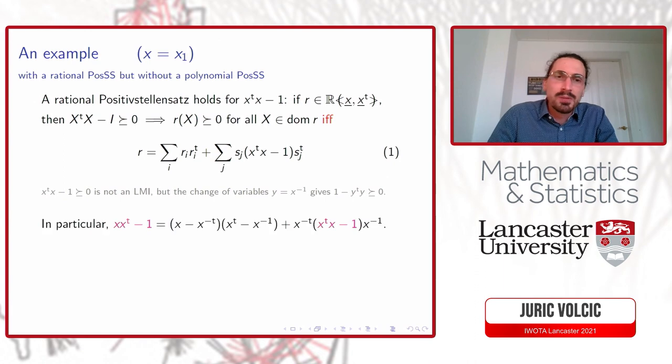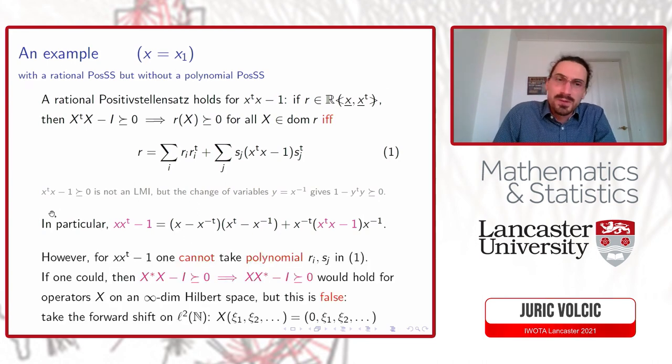Right? So in particular, that means that we can see that the polynomial xx transpose minus 1 can be written in this way. So what does that mean? Well, that means that if a matrix satisfies x transpose x minus identity is positive semi-definite, then also xx transpose minus identity is positive semi-definite. That's not surprising. We all know that from linear algebra. Now I'm just giving a very specific proof of this fact in terms of sums of squares. However, you could not get this kind of sums of squares representation in terms of polynomials.